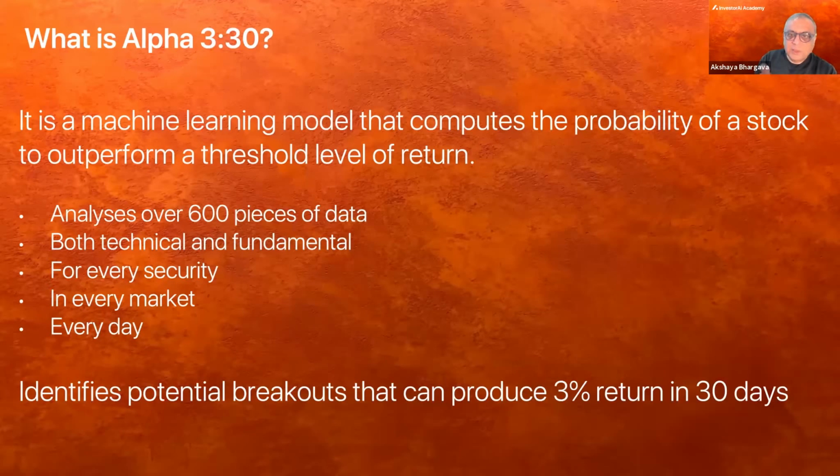So it's a machine learning model. Then it computes the probability of the stock. Probability changes from time to time, so we compute it every day. And the objective is, can you outperform a certain threshold level? The current threshold level we've set is 3% in 30 days. That's why the name Alpha 330. That's what it means. What does it look like?